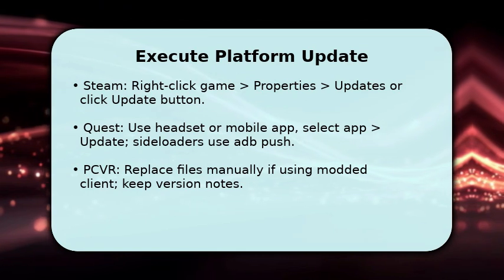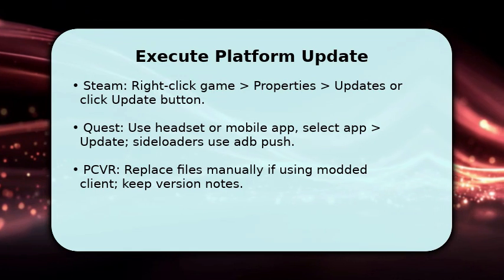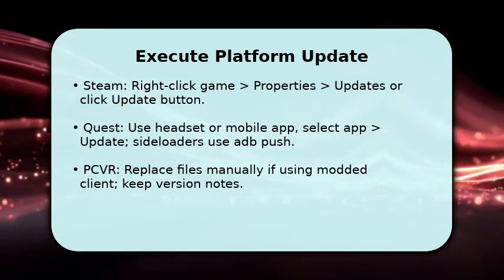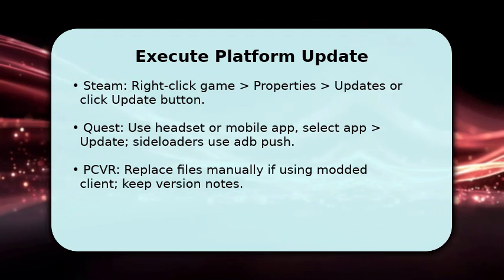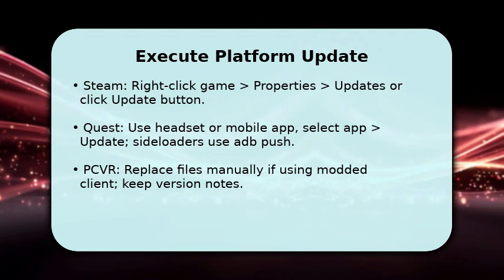On Quest, use the Headset Store or Meta app to install updates, and if you sideloaded, use an ADB push to transfer the new APK. For PC VR or modded installs, replace binaries carefully and keep a version log. This helps you revert if a mod conflicts.